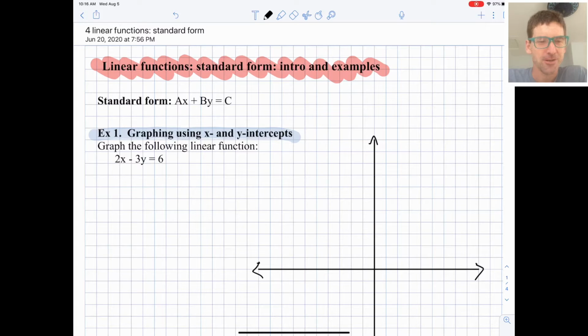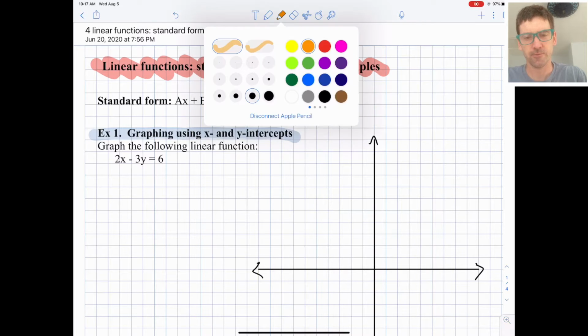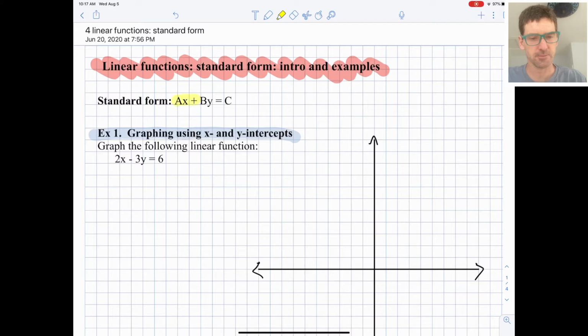All right, we're going to continue on our work with linear functions, and in this video we will be looking at standard form, which is our third form of a linear function, and we'll do an introduction and some examples. So standard form is this right here, ax plus by equals c, and we want a, b, and c generally to be integers, to be whole numbers.